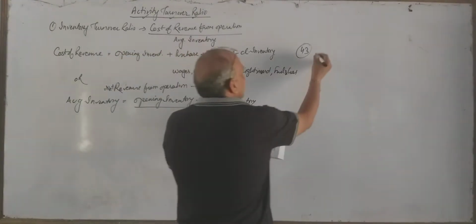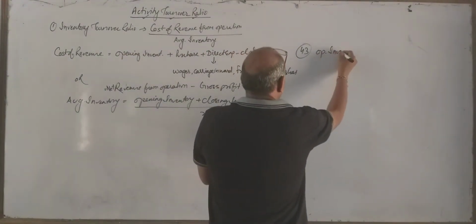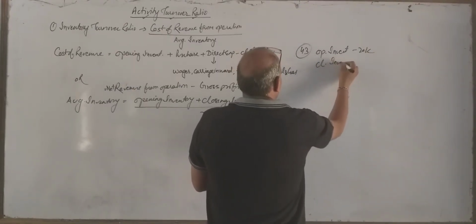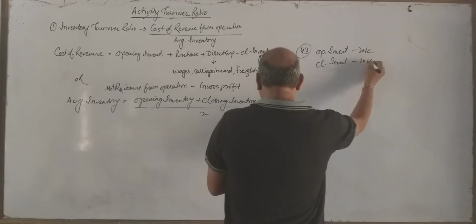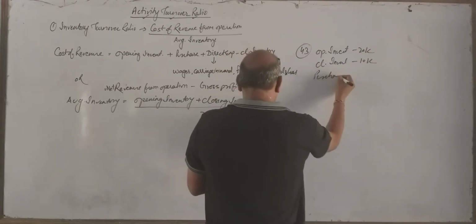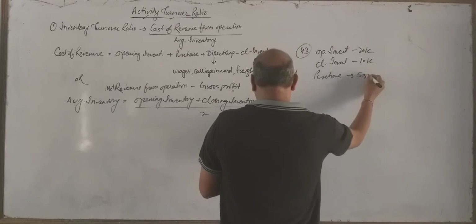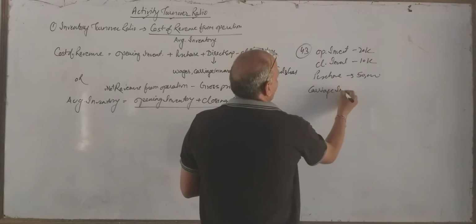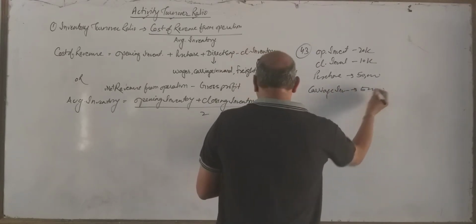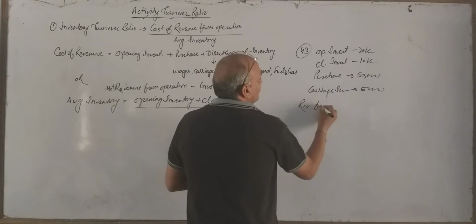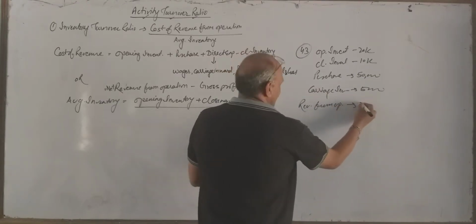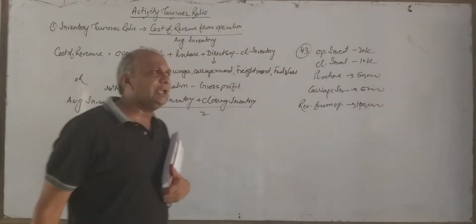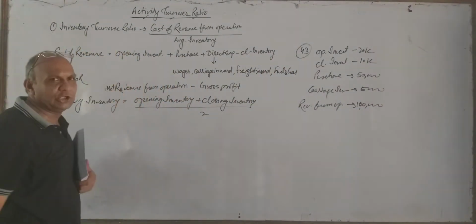First we are given opening inventory. Opening inventory is rupees 20,000. Closing inventory is given 10,000. Then purchase is 50,000. Then carriage inward is given 5,000. And revenue from operation is given 1 lakh rupees. So with the help of this we are going to calculate inventory turnover ratio.